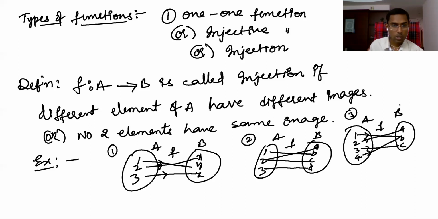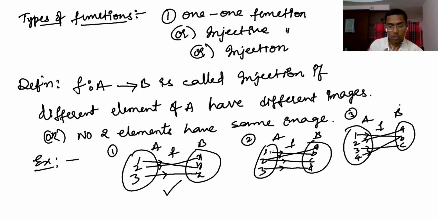So first one, different elements have different images. 1, 2, 3: three different elements have different images. No two elements have the same image, therefore it is a one-one function. Now, is the second one a one-one function or not?